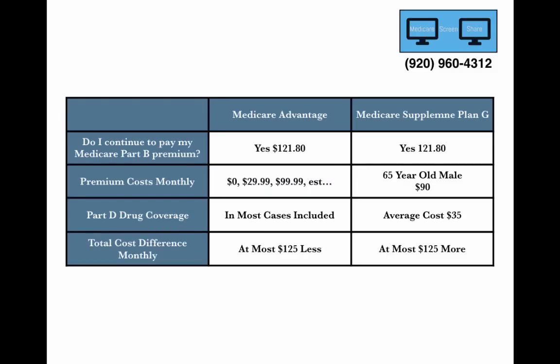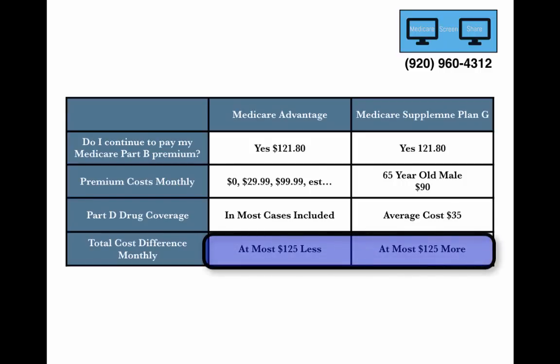So, for example, we will say that this 65-year-old man is thinking about a zero premium plan. So, with Medicare Advantage, there are zero premiums in comparison to paying $90 a month for a Medicare Supplement Plan G. We will also say that his drug coverage is included in his Medicare Advantage. And because you need to go out and get your own drug plan on a Medicare Supplement, we will say it will cost this man $35 more to use a Medicare Supplement for his drugs. So altogether, he will be paying at most $125 less a month for a Medicare Advantage plan.